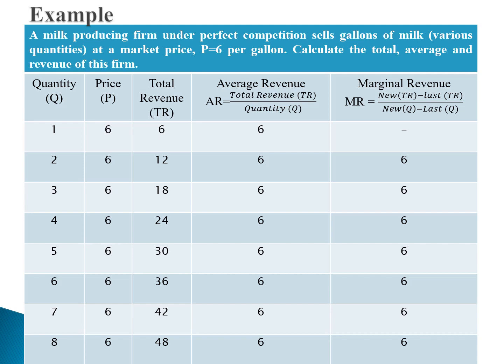So 6 divided by 1 is 6. Similarly, if we take the next figure in row 2, total revenue is 12 divided by the quantity 2. So 12 divided by 2 is equal to 6. There is another way of calculating and understanding average revenue.